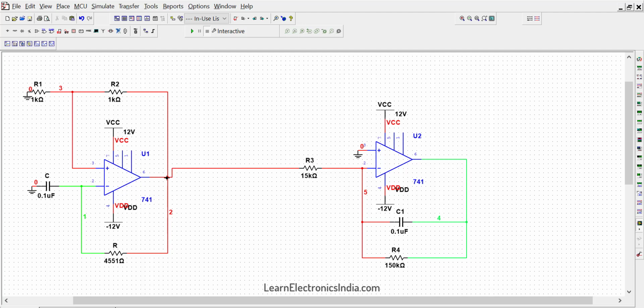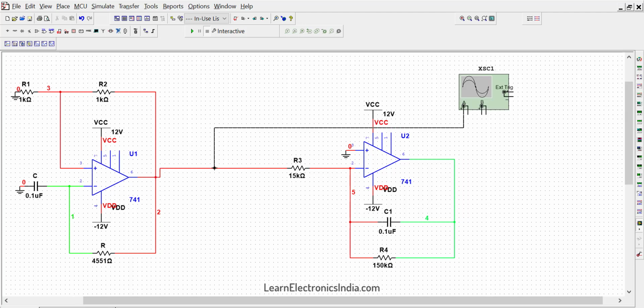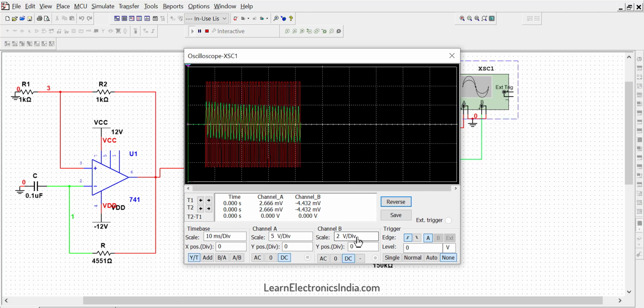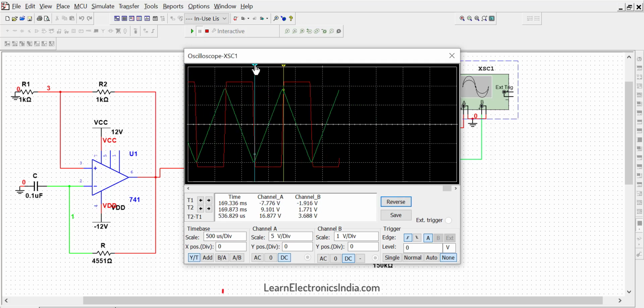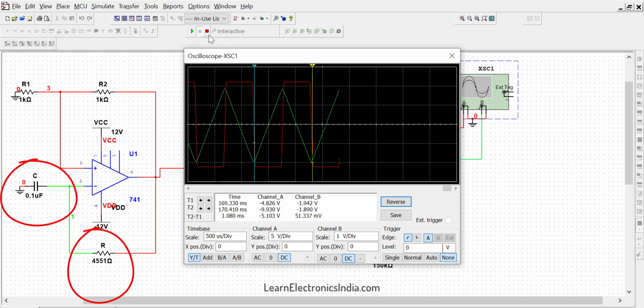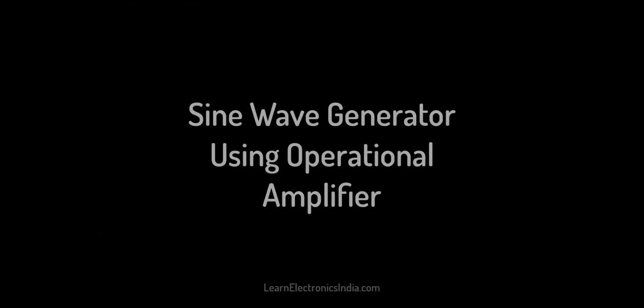Now let's connect the oscilloscope and observe the output. The output is a triangular wave of frequency 1 kHz. To change the frequency of the triangular wave, we change the frequency of the square wave by varying the R and C values.